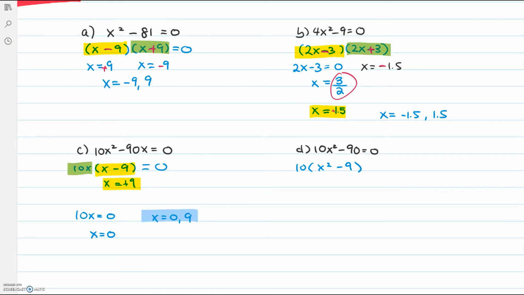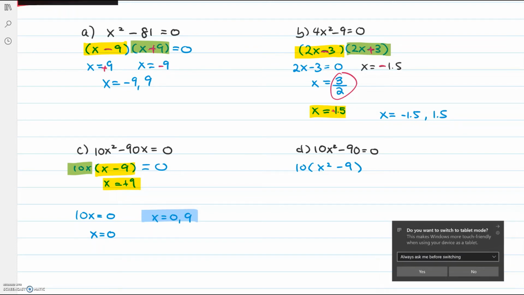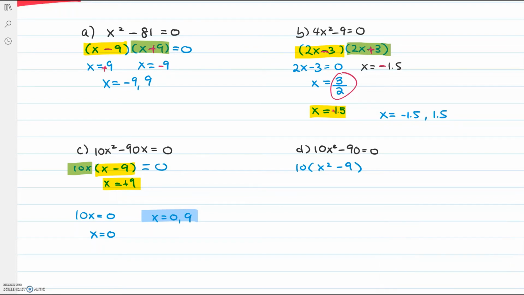Alright, last example here. The first thing I want to do is factor out my 10. So now I have a perfect square, or sorry, not perfect square. I have a difference of squares.